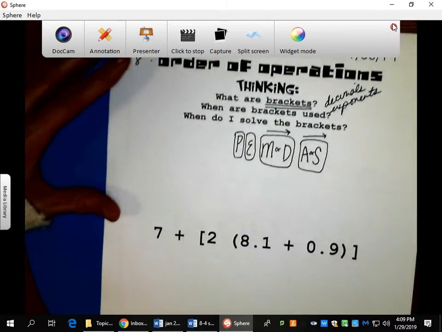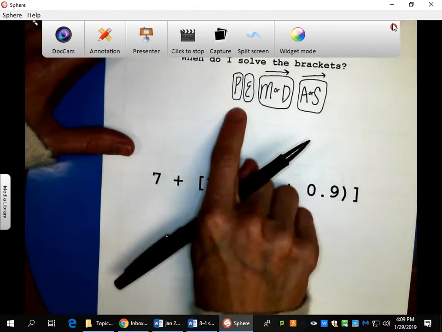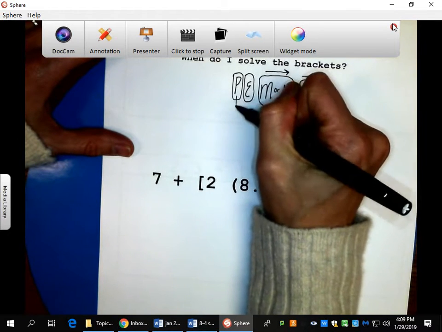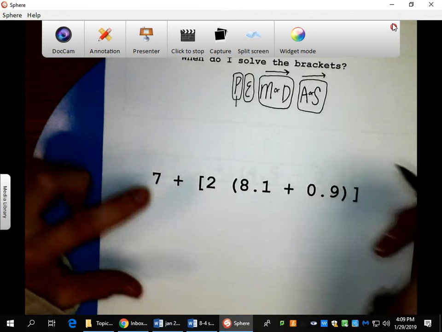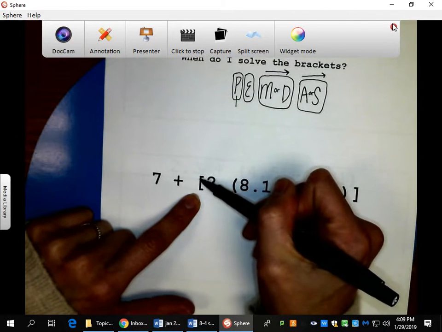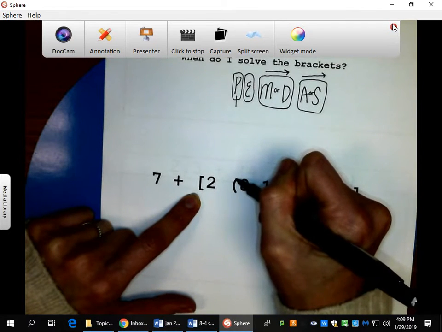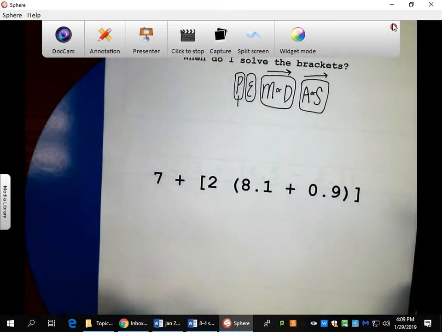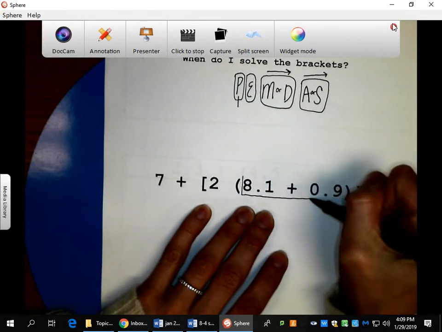So, what we're going to start with is this problem here. If I look at order of operations, the first thing I need to do is P for parentheses. Now, brackets are these straight-looking parentheses. They have right angles, squared edges. Parentheses, regular parentheses, are this. So what you do is, first you solve the regular parentheses. So I'm going to box in what I need to do first.